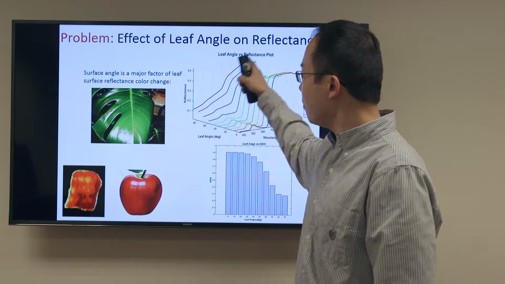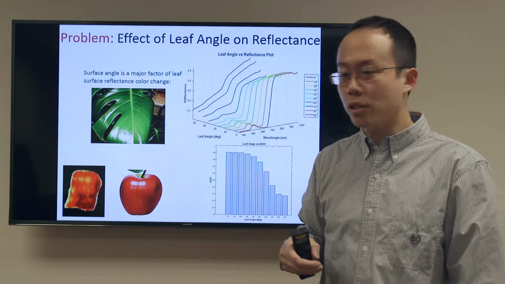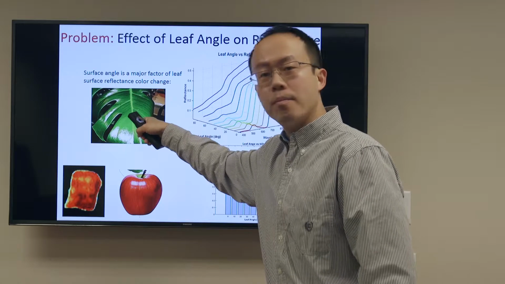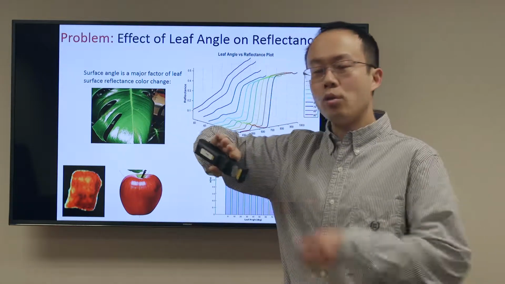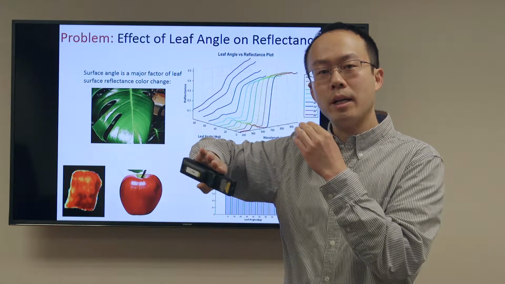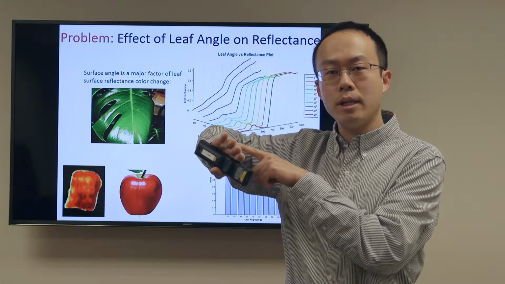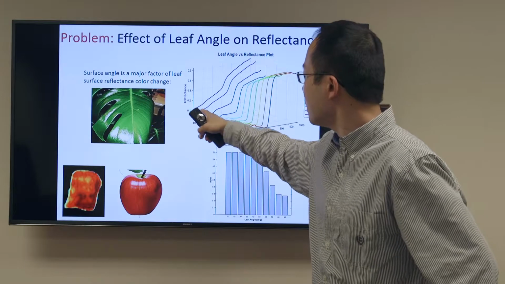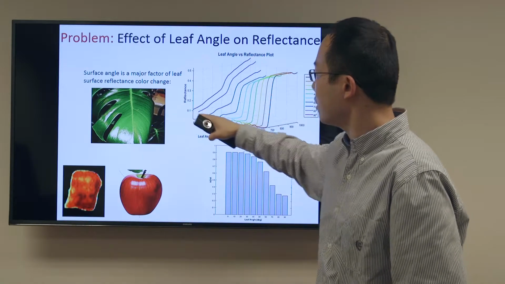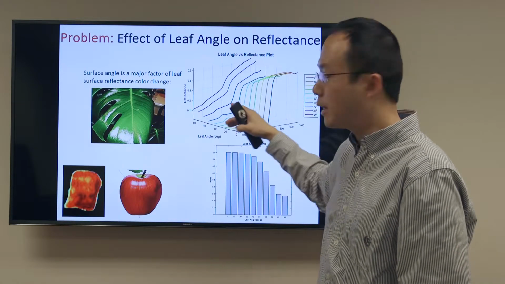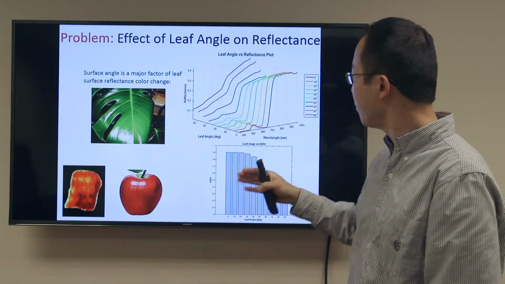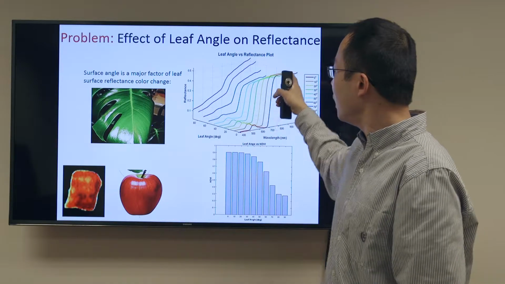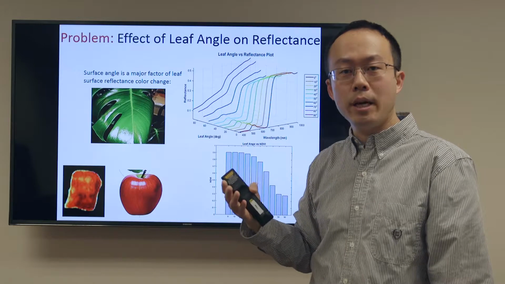Here is some preliminary data we collected so far. We image the same position on this leaf, keeping the camera at the same position, but rotating the leaf from 0 degrees to 80 degrees. You can see the color information changed. This is spectrum information we collected with a hyperspectral camera. From here to here, a lot of indices could be impacted.